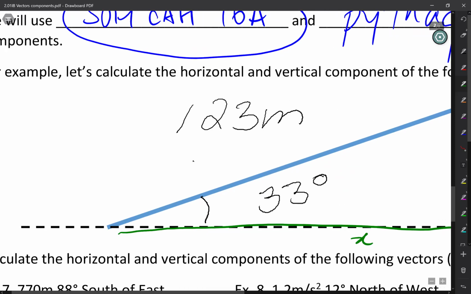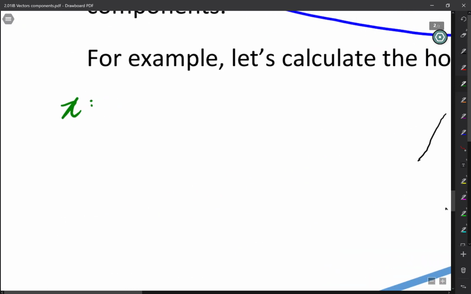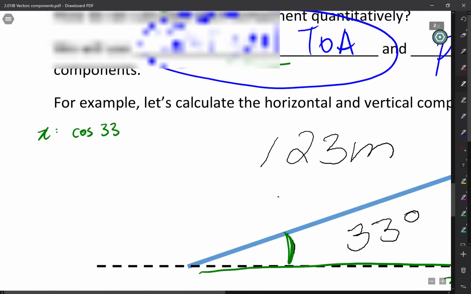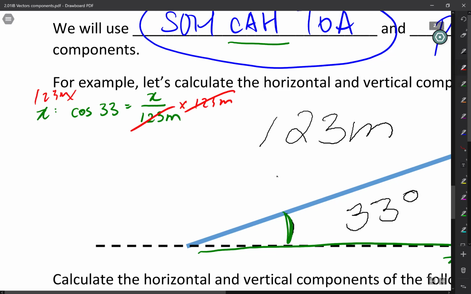Along my x direction, I have 33 degrees as my angle. I want to know this adjacent side of the 33 degrees, and I know the hypotenuse is 123 meters. If I want to find the x, this is adjacent to my hypotenuse. I look, oh, I need CAH for this case. I need cosine. So cosine of 33 equals adjacent, which is my x, over hypotenuse, which is 123 meters. I solve for the x, which gives me 123 meters times cosine of 33.